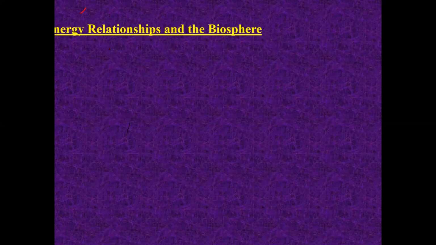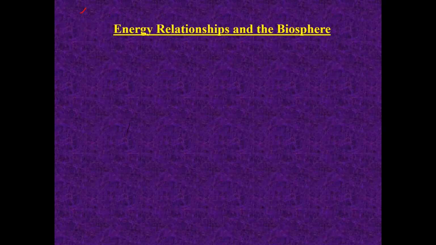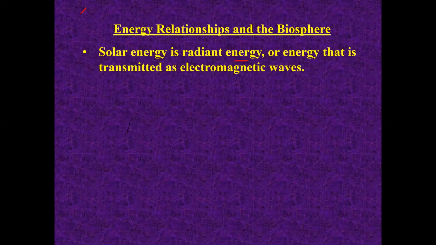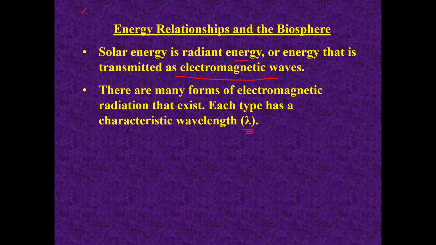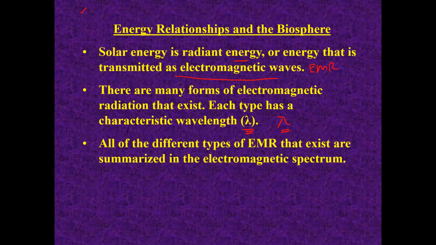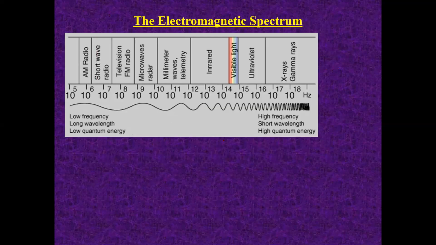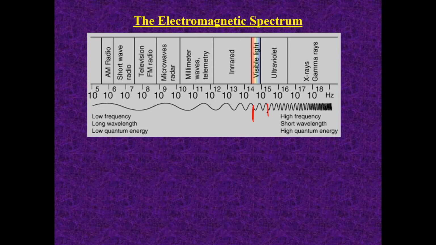Okay, folks, we are on the second chapter of this unit, Unit D, energy relationships in the biosphere. Solar energy is radiant energy transmitted as electromagnetic waves, and the symbol for that is lambda for EMR, electromagnetic radiation. The symbol is lambda. All the different types of EMRs exist in the electromagnetic spectrum. And let's take a look at these.